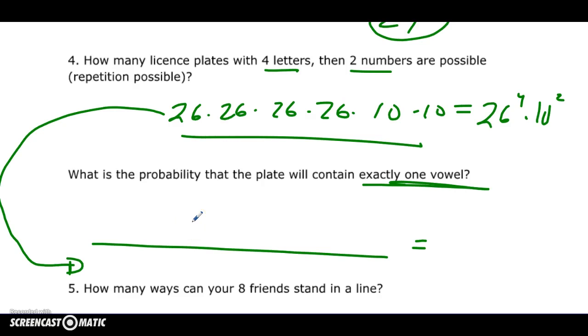Okay, so the probability that the plate will. So before, if I said how many different ways can you have a plate that has exactly one vowel, that's your numerator, right? And then it becomes a probability because we're randomly choosing this, putting this on the bottom, and randomly choosing this. Okay. Again, everything is randomly chosen.